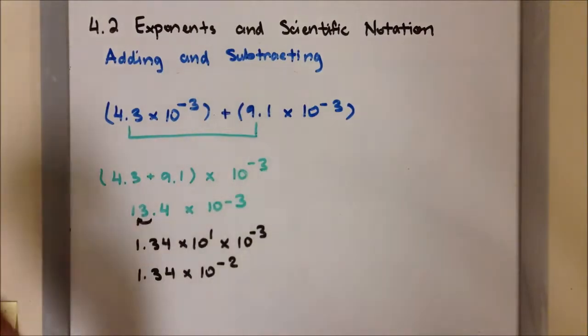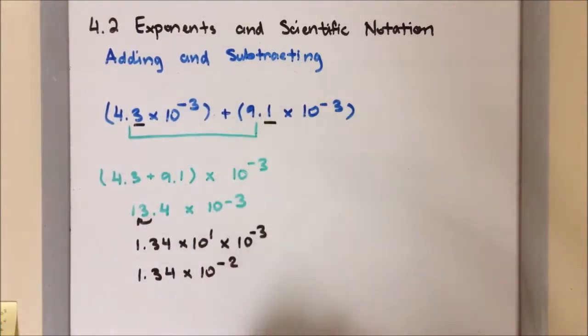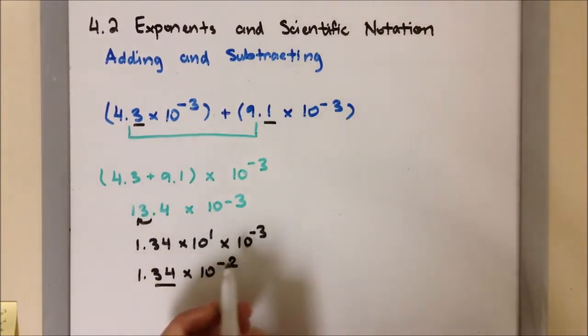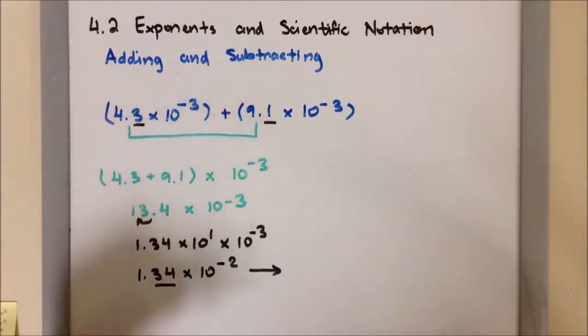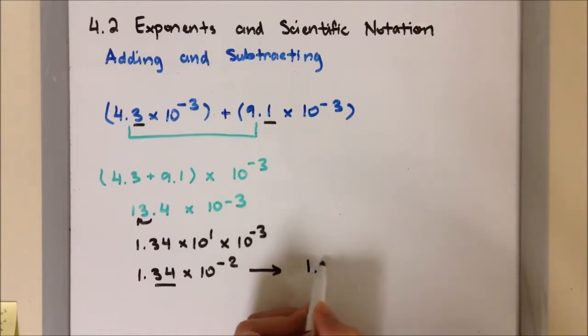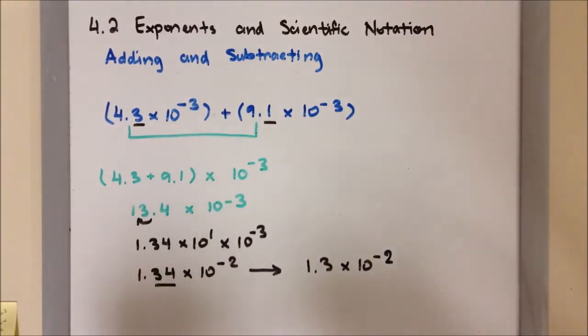Now, I gotta watch out because in the problem, it's one decimal place, that's the least. I have two decimal places, so I'm gonna have to round my number 1.34 into one decimal place. Since it's 0.34, this 4 is less than 5. That means I'm gonna round down. So it's gonna be 1.3 times 10 to the negative second. So that would be my final answer.